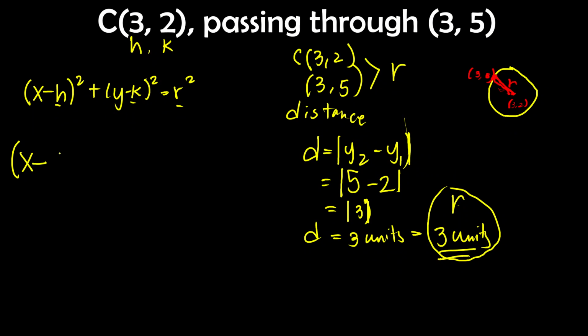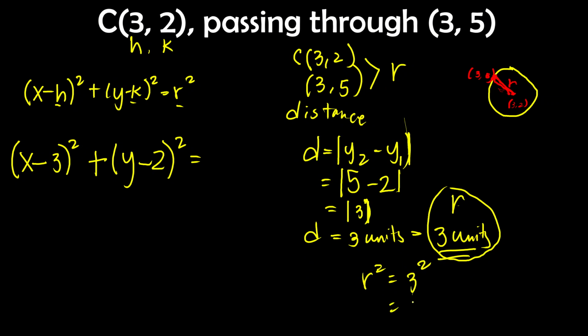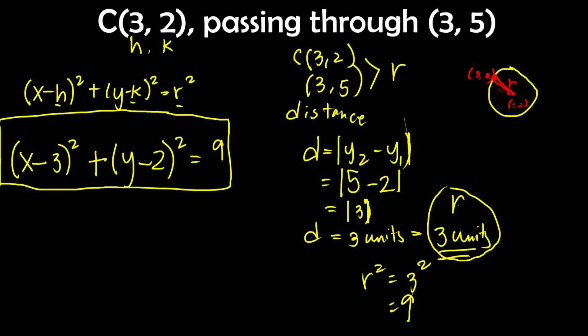So, we have x minus 3 squared plus y. Okay naman, baliktarin ang sign ng k. If k is positive 2, kabaliktaran ng positive 2, negative 2 squared equals r squared. Ano yung r natin? R is 3. R squared ang kailangan. Diba? So we have 3 raised to 2 or 3 times 3 is 9. So we have 9 yung answer dito. So we have the final answer na po na x minus 3 squared plus y minus 2 squared is equal to 9.